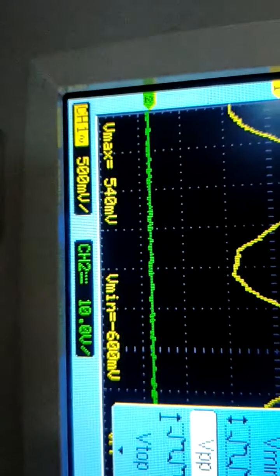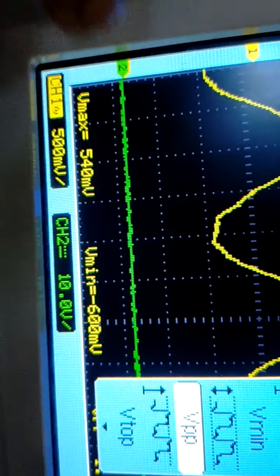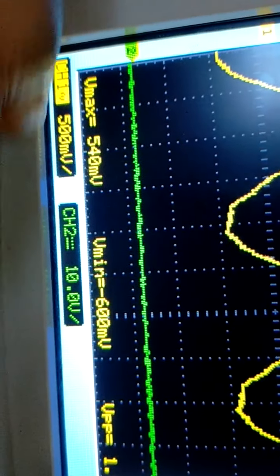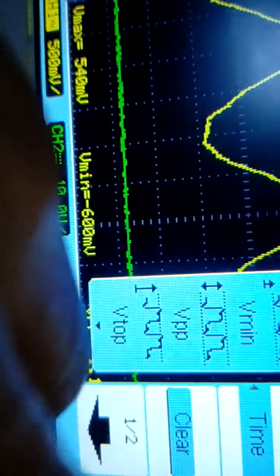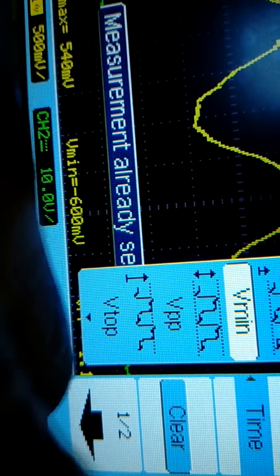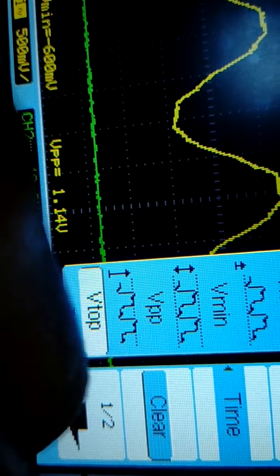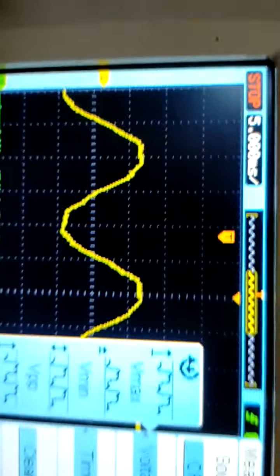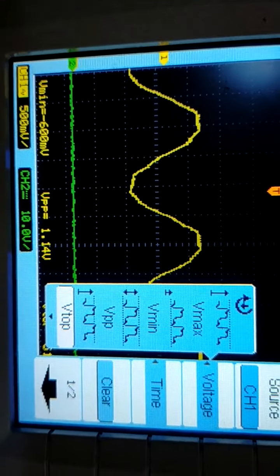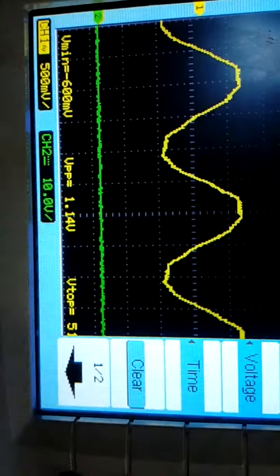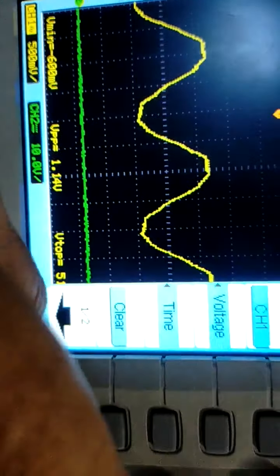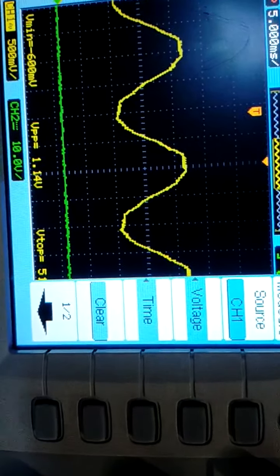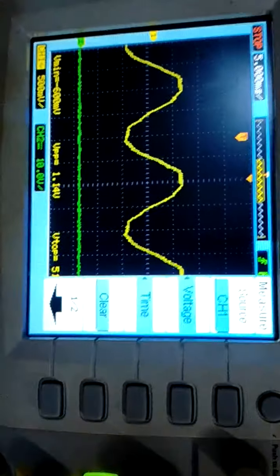Okay, you have to note down all these values, V minimum, V maximum, and V peak to peak, from this video. See, 1.14 volt. So you have to note down all these values, V maximum, V minimum, V peak to peak. Thereafter, from this you have to measure the efficiency. Later on we will show you how to measure the efficiency, whenever we take your class.